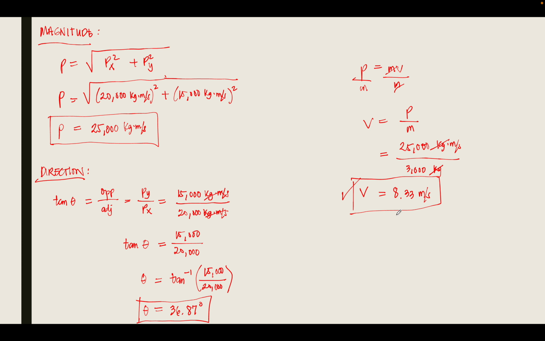And also, for the conservation of momentum, the initial momentum must be equal to the final momentum. So we have the initial momentum of body A plus the initial momentum of body B is equal to the final momentum of body A plus the final momentum of body B.